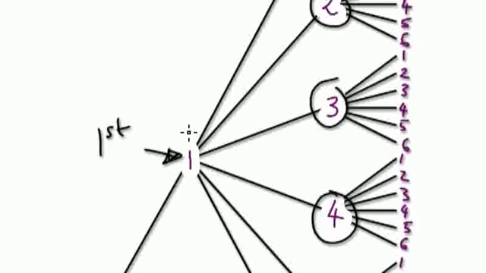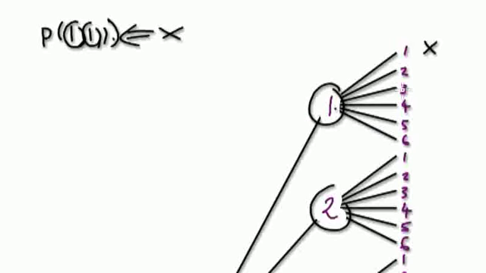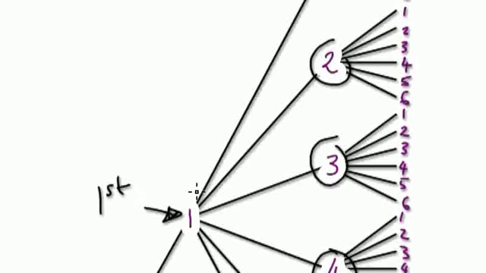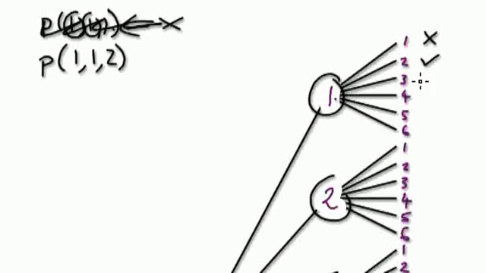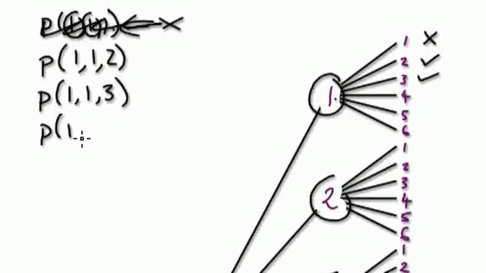Now, a 1, and then a 2. So this is a good outcome, because we've got a double. A 1, 1, 2 is a good outcome. A 1, 1, and 3 is a good outcome. And then 1, 1, and 4 is a good outcome.